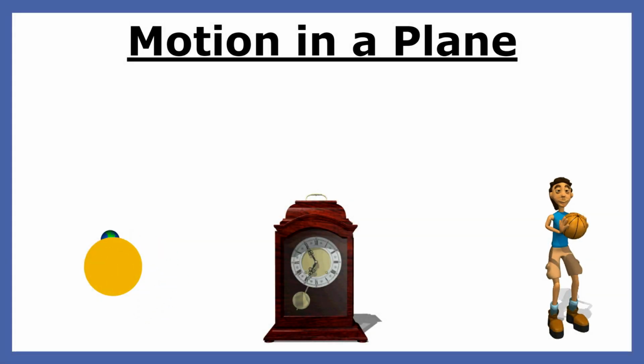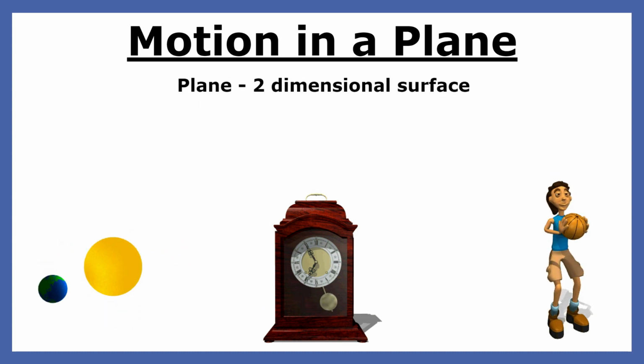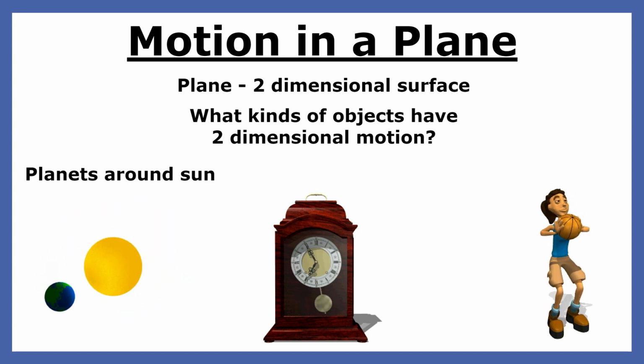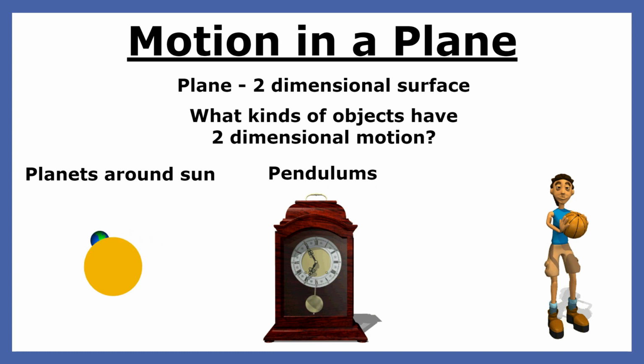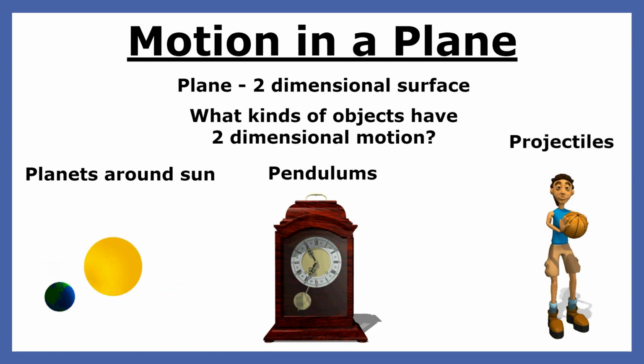In a previous video, I discussed the movement of an object projected horizontally. Since this type of projectile moves in two directions, we say that it exhibits motion in a plane, that is, motion in a two-dimensional surface. Planets moving around the sun, the pendulum of a grandfather clock, and a basketball jump shot are all examples of motion in a plane.